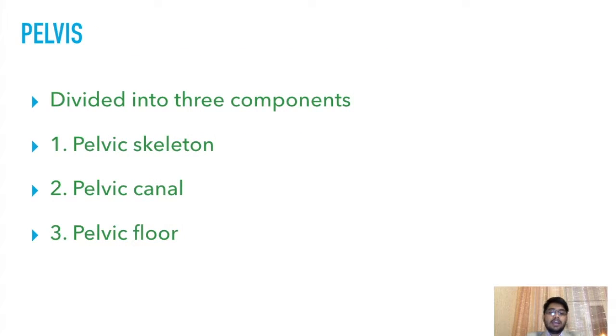So today's topic is anatomy of female pelvis and it's the part 1 of this series. Talking about the pelvis, it can be divided into three components. The first is the pelvic skeleton, the second is the pelvic canal, and the third is the pelvic floor. I repeat, first is the pelvic skeleton, second is the pelvic canal, and third is the pelvic floor.